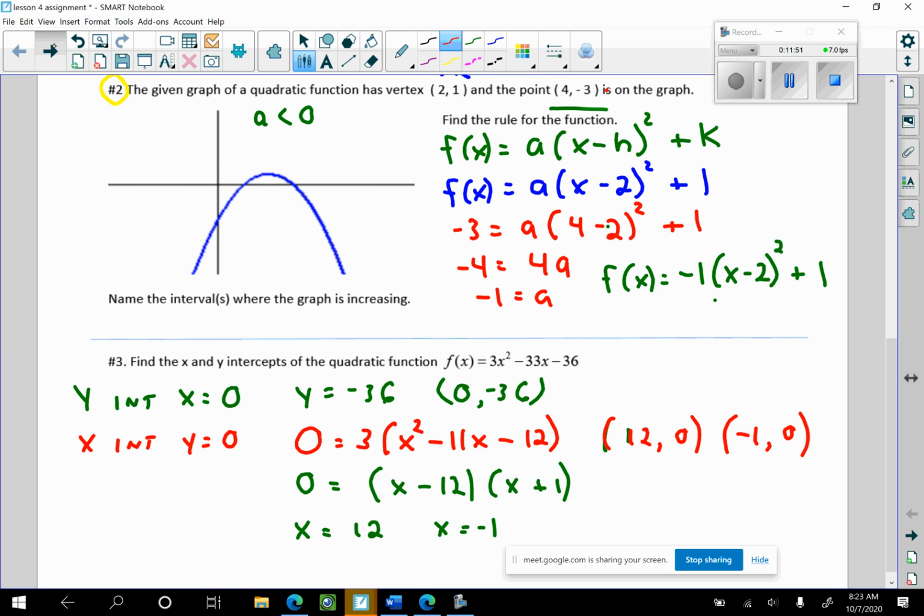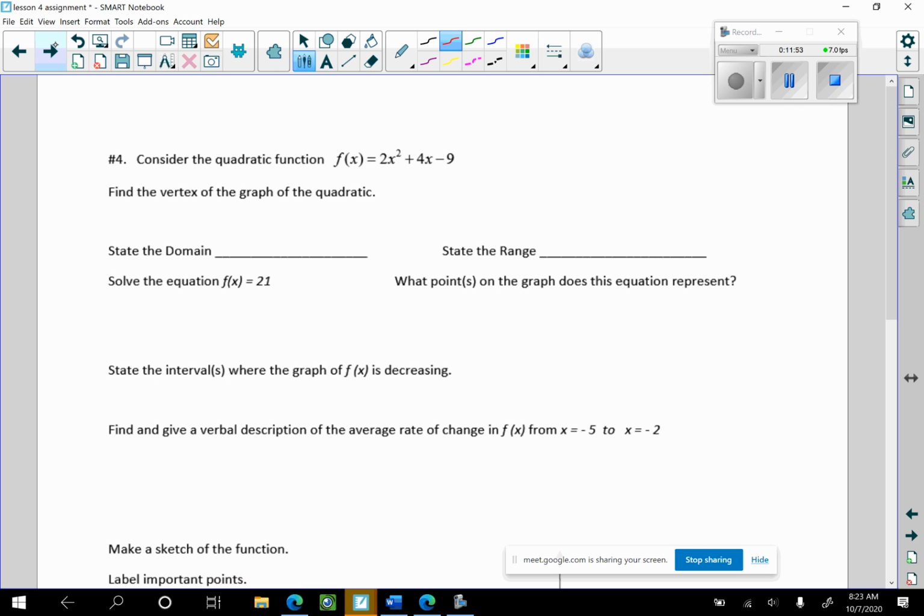Because you will need this. Let's go to the next page. Find the vertex of the graph, state the domain, state the range. The domain is not a trick question. The domain is all reals. I'm going to put that in there right now, not a trick question.